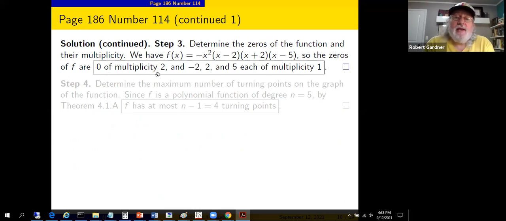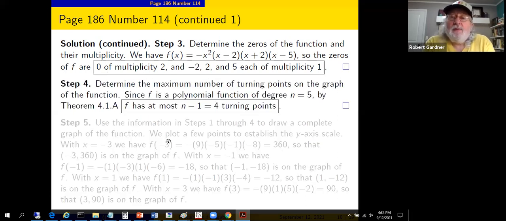0 is a zero of multiplicity 2, a root of multiplicity 2 because of the power of 2. The rest of them, because the exponent is 1 on those factors, the other zeros, negative 2 from this factor, 2 from this factor, and 5 from that factor, these are each of multiplicity 1. Exponents of 1, 1, 1, multiplicity of 1, exponent of 2, multiplicity 2.